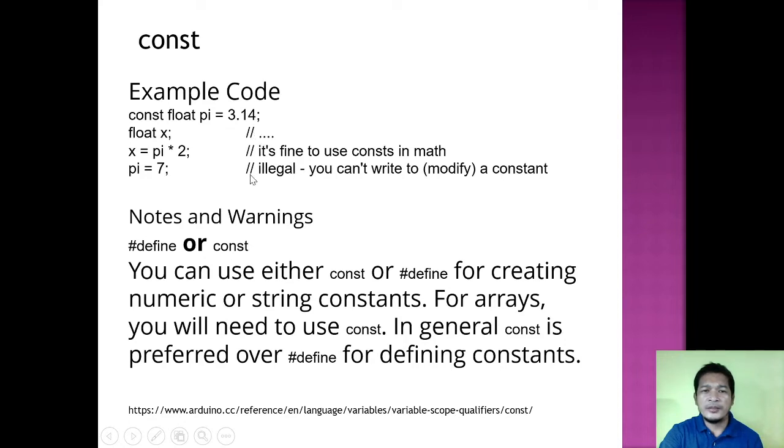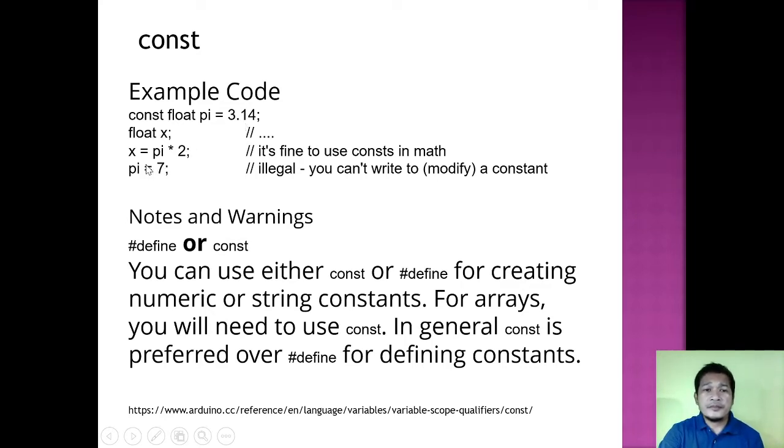By the way, this is not part of your command. This is only the explanation. When you see a double slash, it is not included, it will not be read by the Arduino IDE compiler. So x equal to pi, we know that pi is equal to 3.14, as assigned in the const.